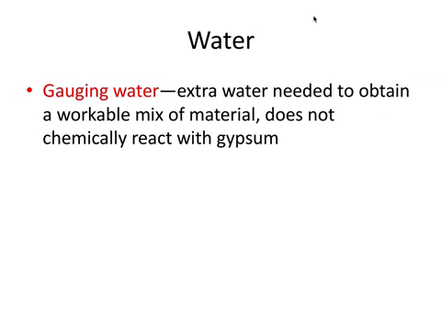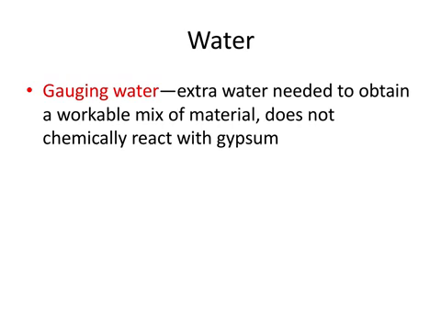But before we do, I want to talk about the significance of water, because all of these gypsum materials come in a powder form, and we have to mix water in order to activate them and to get them to set. So water is incredibly important. I want to define gauging water, which is extra water needed to obtain a workable mix of material, and does not chemically react with gypsum.